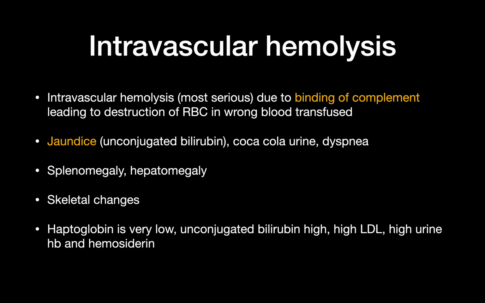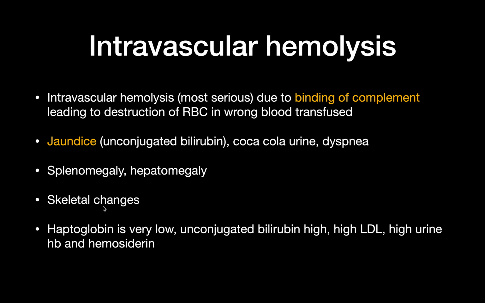Intravascular hemolysis is going to be due to the binding of the complement, and that leads to the destruction of the red blood cells in the wrong blood transfused. So first thing going to happen is jaundice, due to the unconjugated bilirubin, and then Coca-Cola colored urine and dyspnea. It's also going to result in splenomegaly, hepatomegaly, skeletal changes, all thanks to the unconjugated bilirubin and the lysed blood cells. The skeletal changes is due to the destruction and reabsorption of bone.